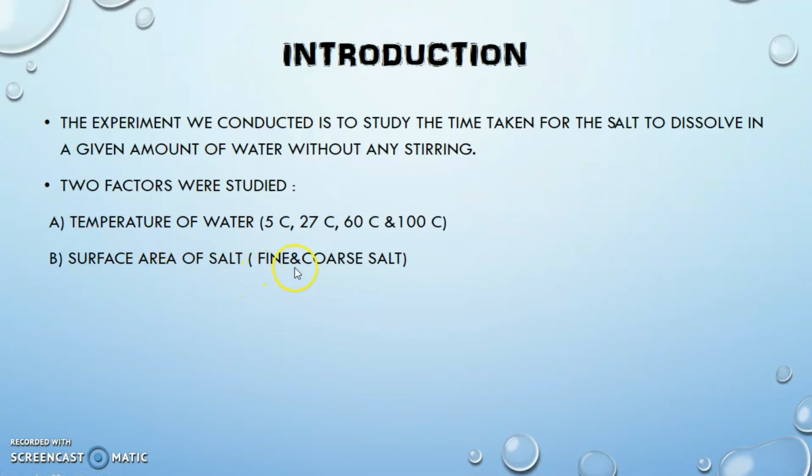Okay, the second part we conduct is surface area of salt. We choose two types of salt which are fine and coarse salt, and we choose two temperatures to study this factor. We choose 27 degrees Celsius and 60 degrees Celsius to find out the relationship between the surface area of the salt and the time taken for the salt to dissolve in the water.